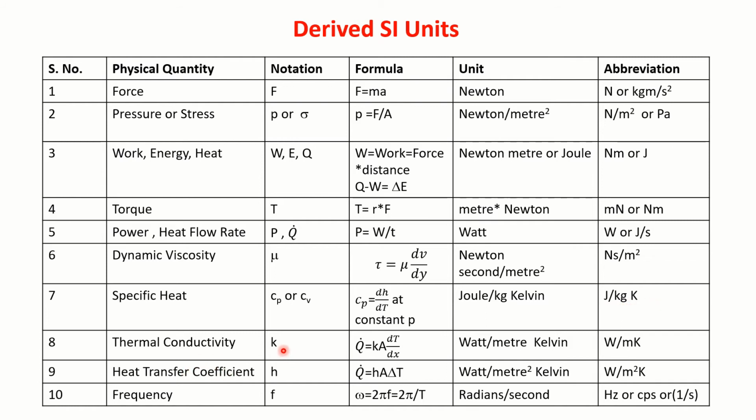Similarly, the unit of thermal conductivity k, from the Fourier conduction equation we can derive, will be watt per meter Kelvin. Heat transfer coefficient h, again from Newton's law of cooling, has the unit watt per meter square Kelvin. The unit of frequency is hertz, or cycles per second, or 1 by s. These are some of the physical quantities and their derived units, and the units are abbreviated as given here.